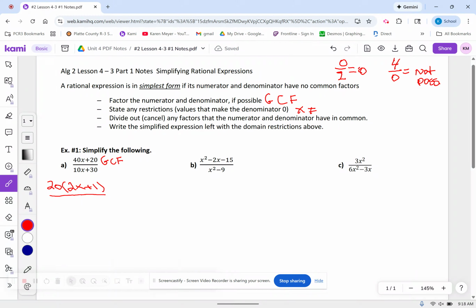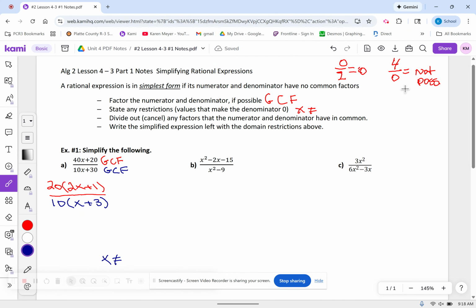Now we'll go to the bottom, and I'm going to check for GCF there as well. I notice that this one also has a GCF, and the highest one is 10. Dividing each one by 10, I get x plus 3. Now I'm going to look for my restriction. Somewhere toward the bottom, I'm going to write x cannot equal.